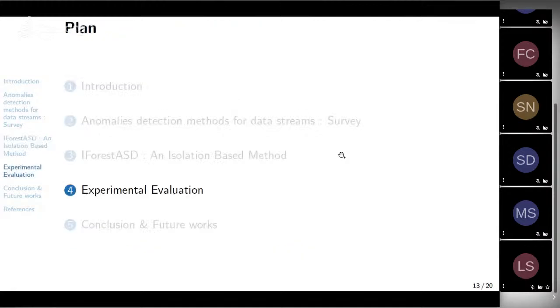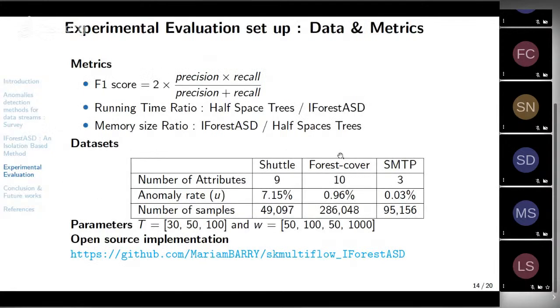Now, in order to validate our implementation, we did different experiments, and we compared eForest ASD and half-space trees. We use the F1 score metric, running time, and memory size because they are very important in the streaming context. We also use three different datasets which are well known in the anomaly detection area. Our implementation is open source and is available on GitHub.